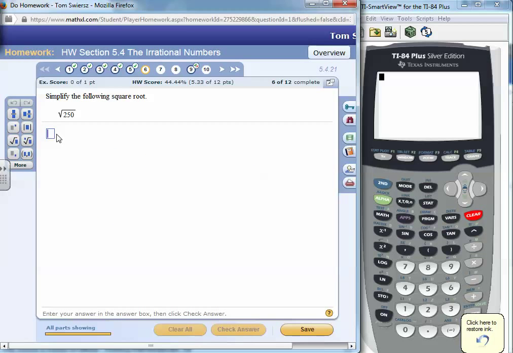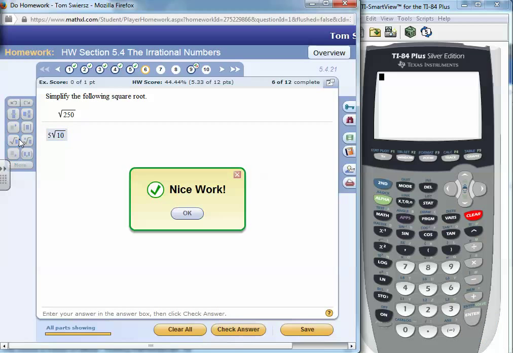So 5, and then we choose our radical, our root. 10's underneath the radical, and there indeed is our correct answer.